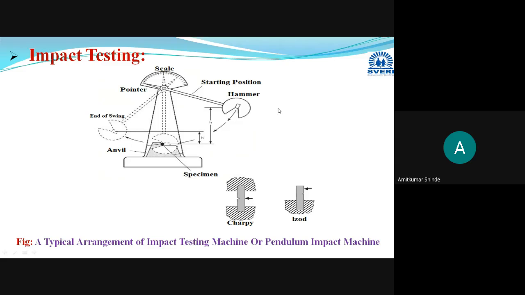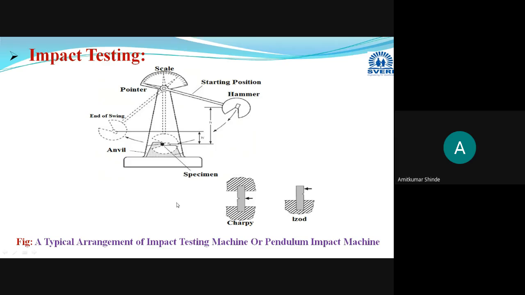By this simple formula, mgh, we can calculate the potential energy, and this potential energy will be equal to the kinetic energy when you release the hammer and it impacts or strikes the material. Then at this particular position you have to determine the kinetic energy of that tub using the formula.